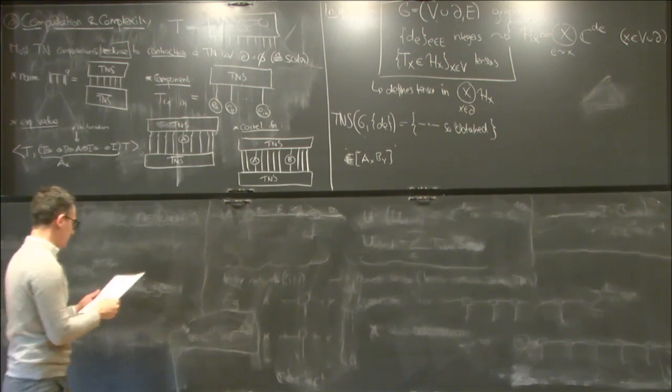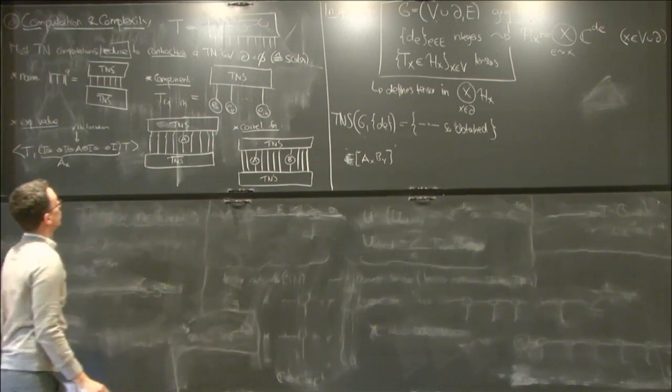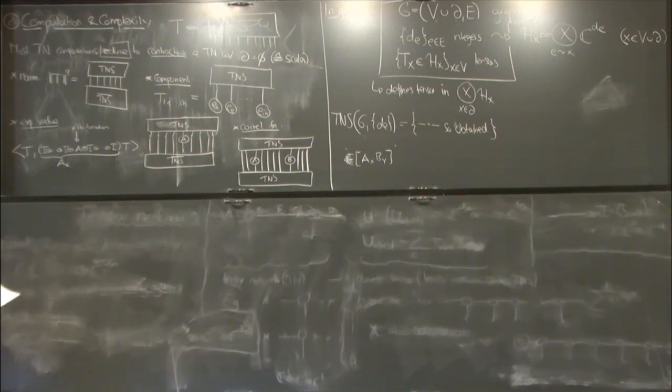So these are things that we like to compute, but you see even from the picture, these are all contractions of tensor networks without boundary legs. Okay. So how do we do this then? How do we solve this? How do we do it?